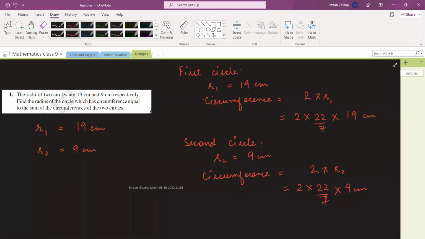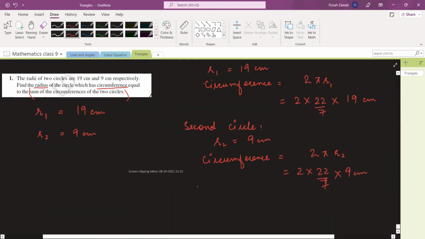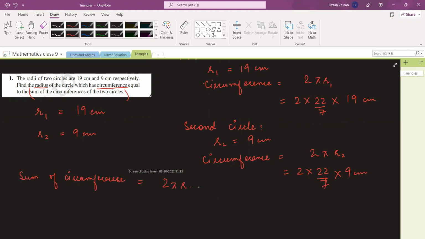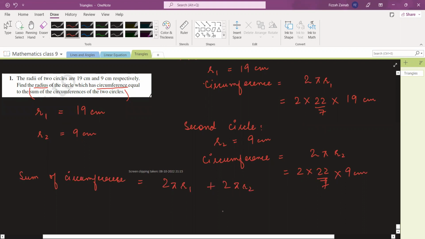Okay. Now find the radius of the circle which has the circumference equal to sum of the circumference of these two circles. So first of all, we will find the sum of the circumference. So sum of circumference is equal to 2 pi r1 and plus 2 pi r2. Basically, this we are taking, right? Like if you don't want to write this, you can leave this step. You can write it here also, right?